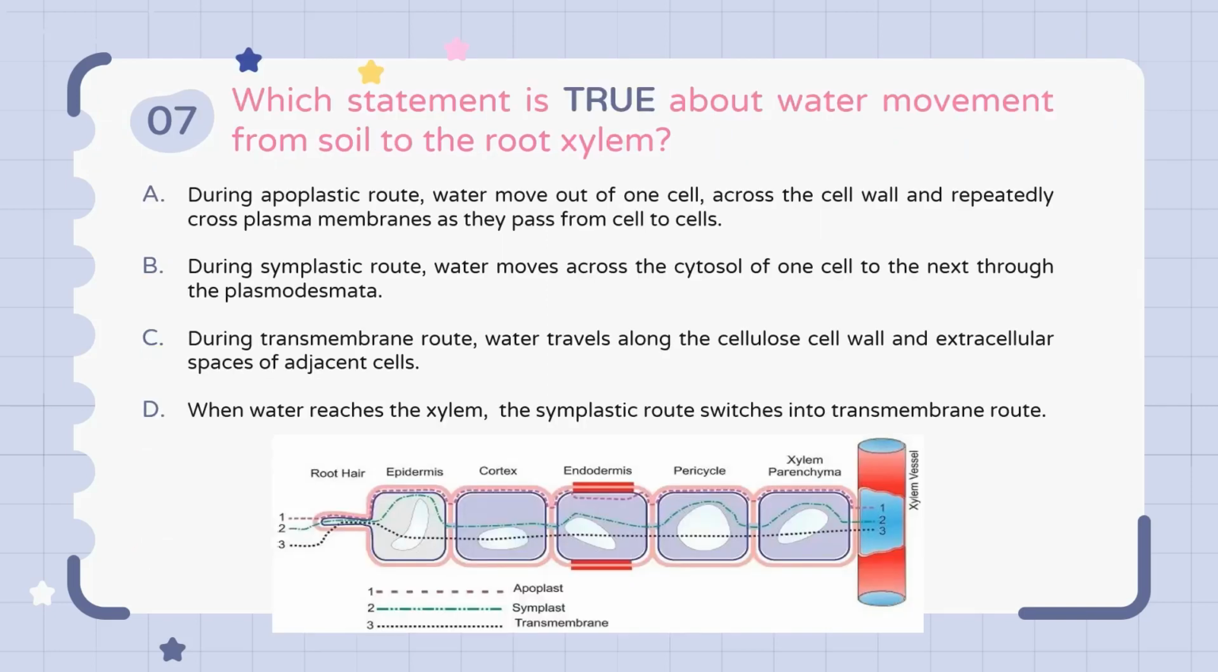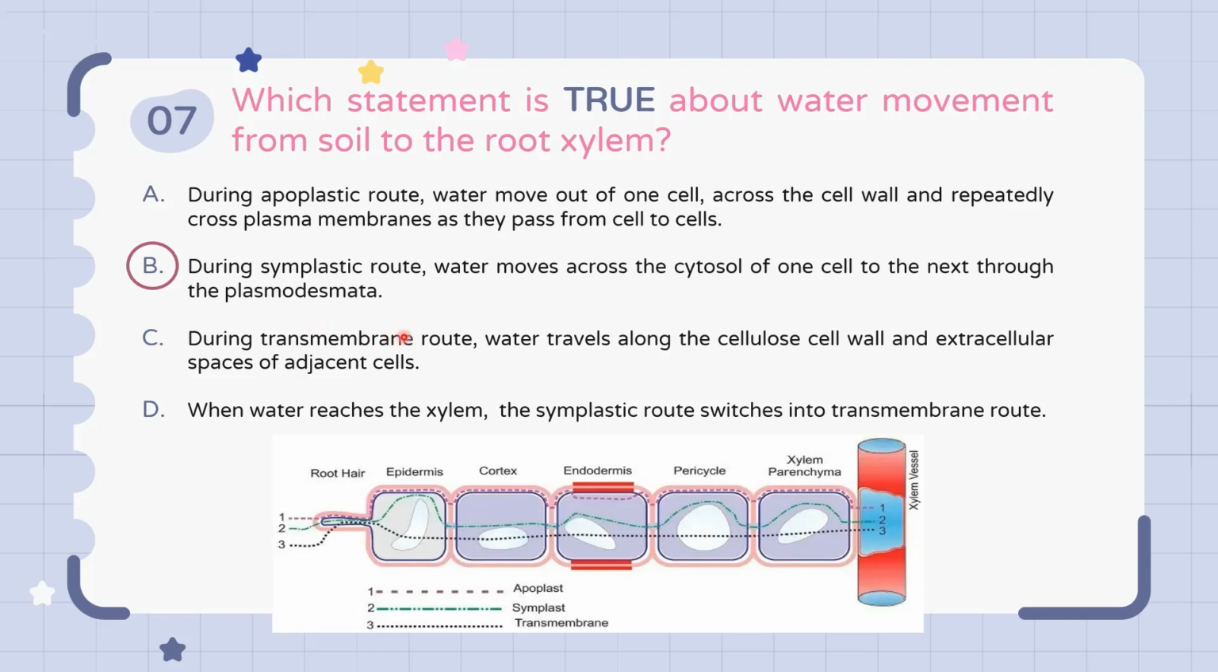Next, question 7. Which statement is true about water movement from soil to the root xylem? The correct answer would be B. During symplastic route, water moves across the cytosol of one cell to the next through the plasmodesmata. As we have learned, in apoplastic pathway, water will move through the cell wall, hence they do not need to cross the plasma membrane repeatedly.